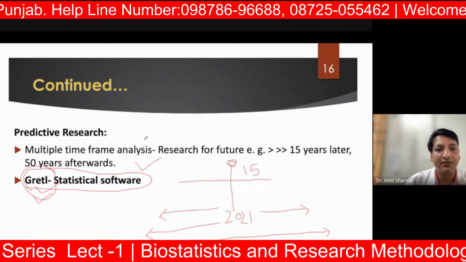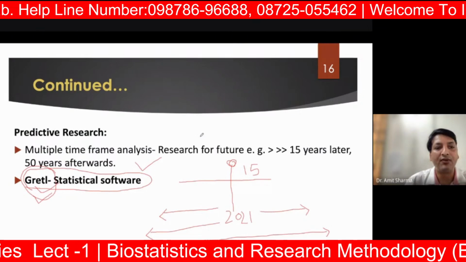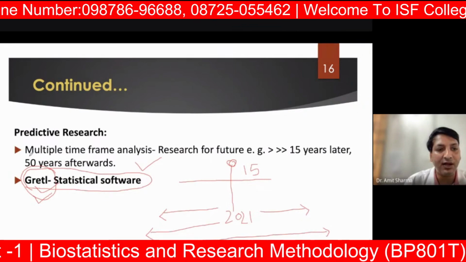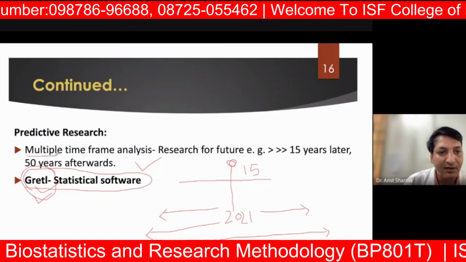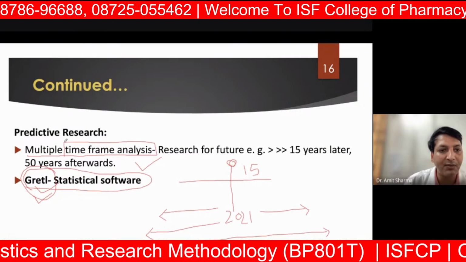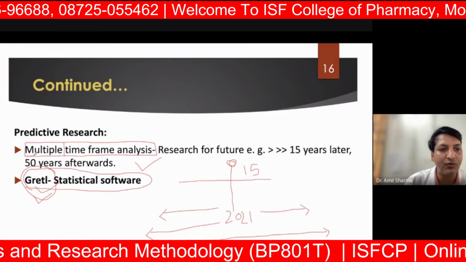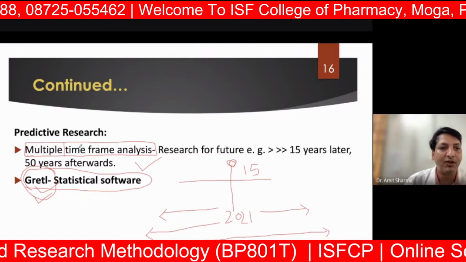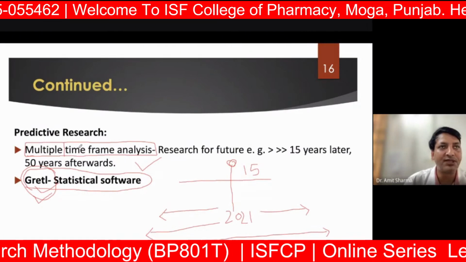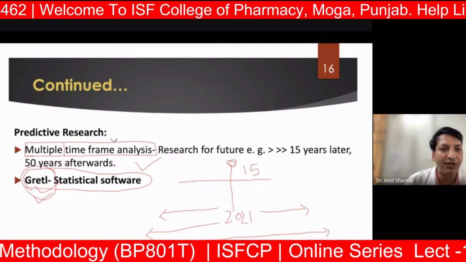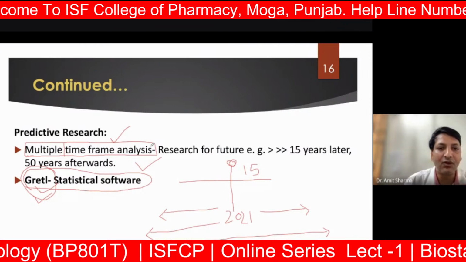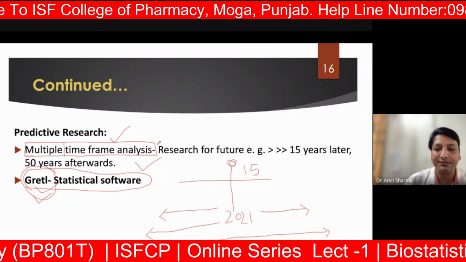That kind of research, where we announce what is going to happen after 15 years or 50 years, is called time frame analysis. Multiple words will be added if you're working on two or three things together. For example, if you want to find out about the climate and also about the population, then two things are there. But if you're working on a single phenomenon, then we call it only time frame analysis or factorial analysis.